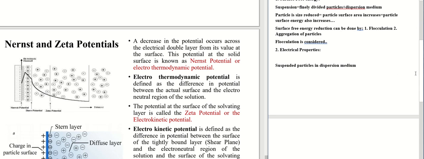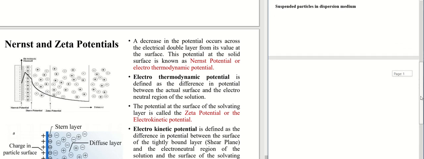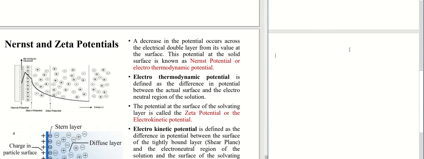Now let's discuss the potentials that exist in the electrical double layer. In this, we have discussed the Stern potential or the Stern layer, and then the diffuse layer. These are the two different regions seen across a suspended particle in a dispersion medium.